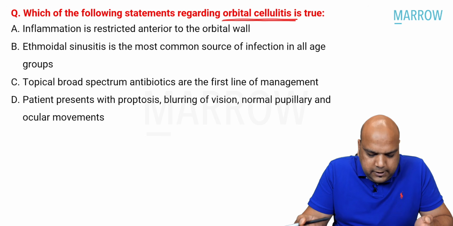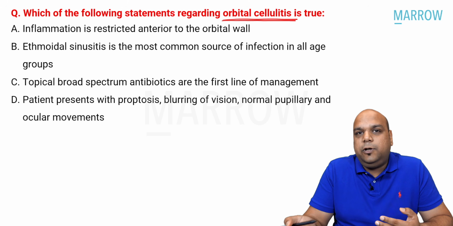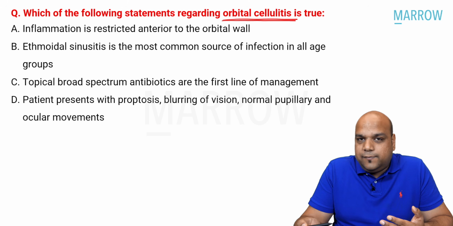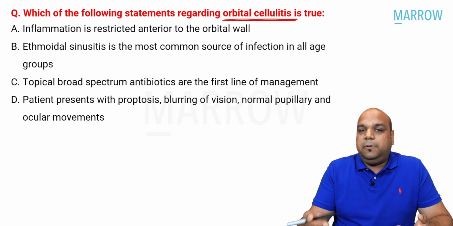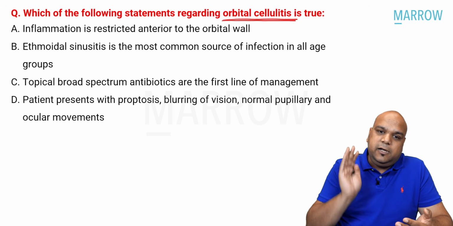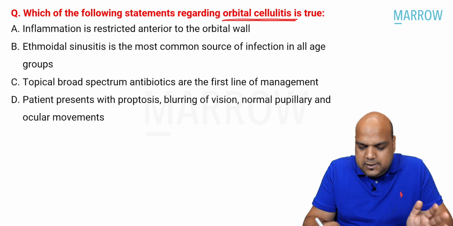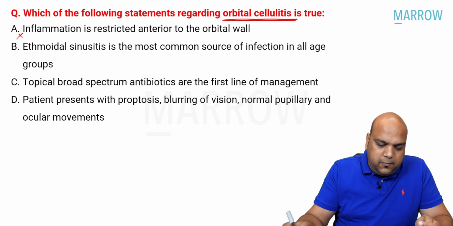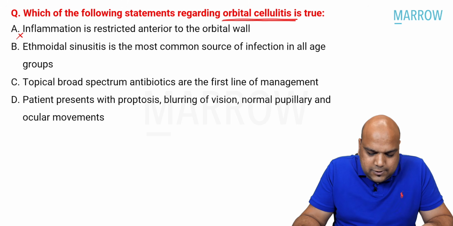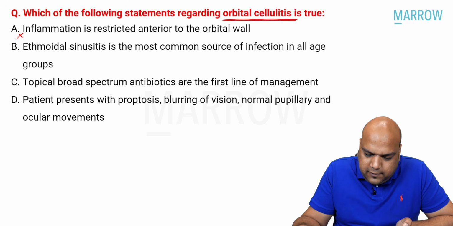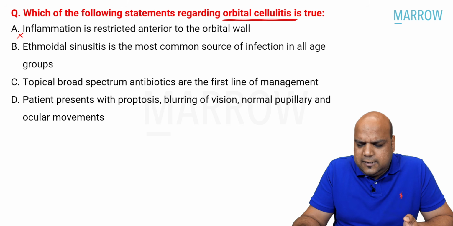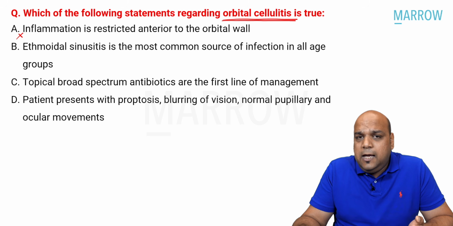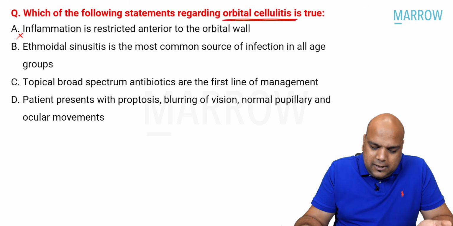So let us read. Option A, inflammation is restricted anterior to the orbital wall. So we know there are two types of cellulitis, preseptal and orbital. Preseptal is anterior, whereas orbital cellulitis is called when it goes posterior to the orbital wall or the orbital septum. So we know this is wrong. This is not true.